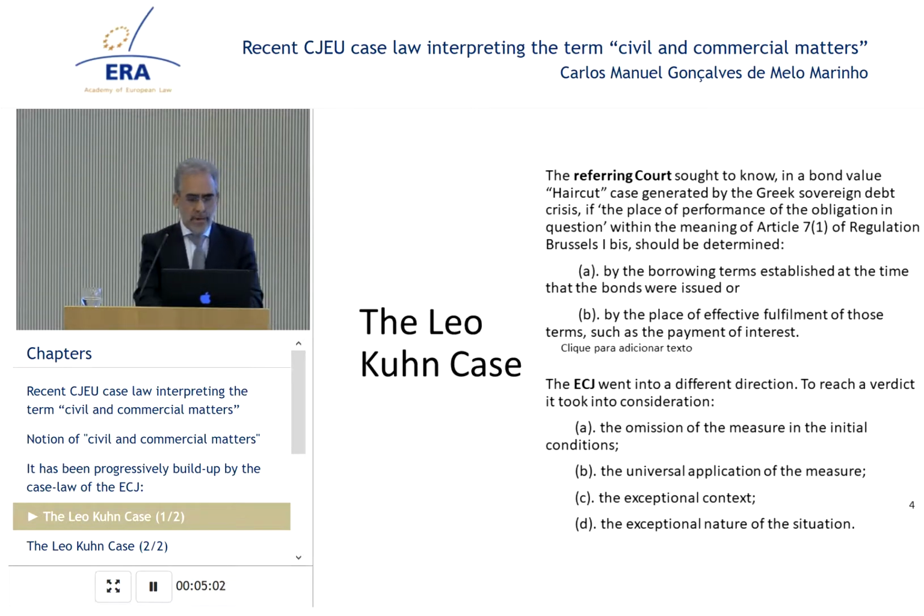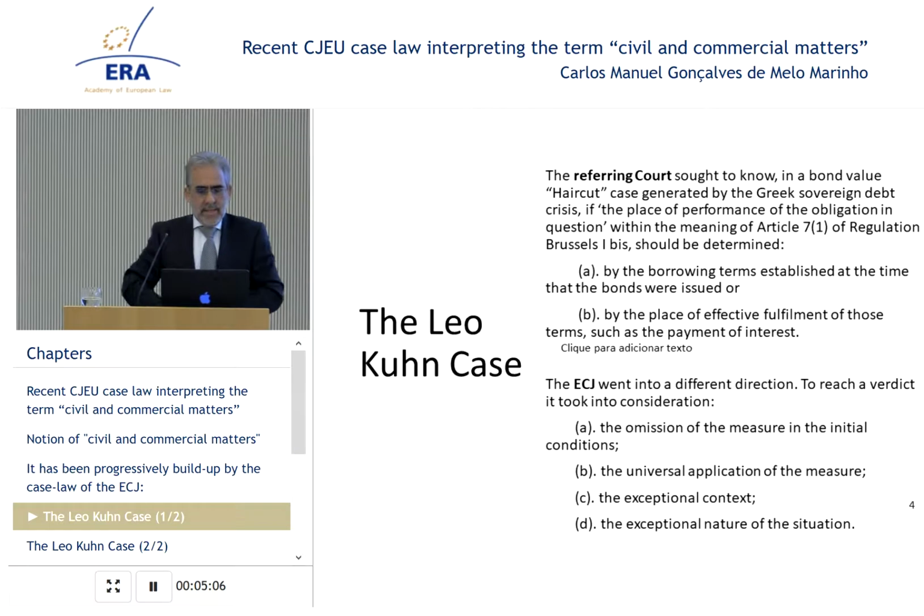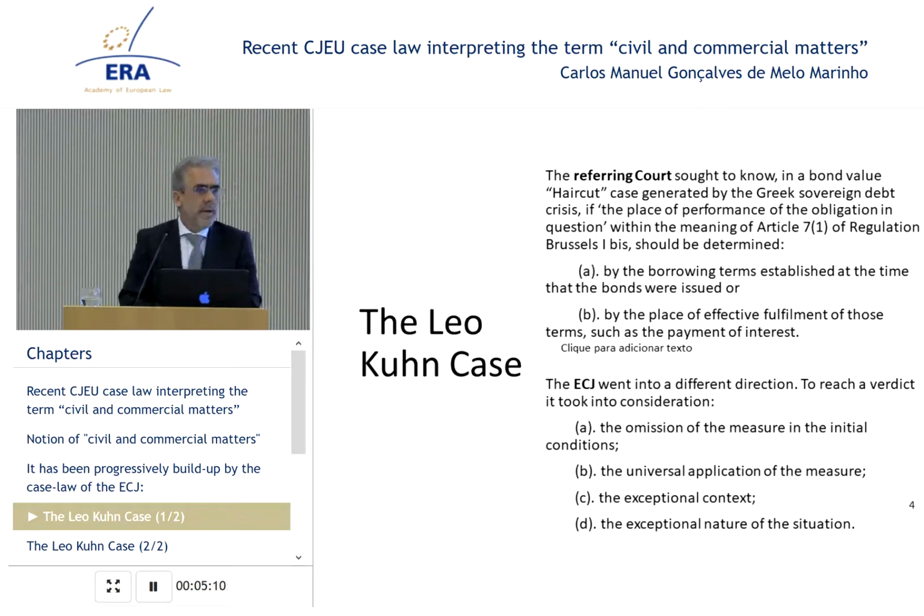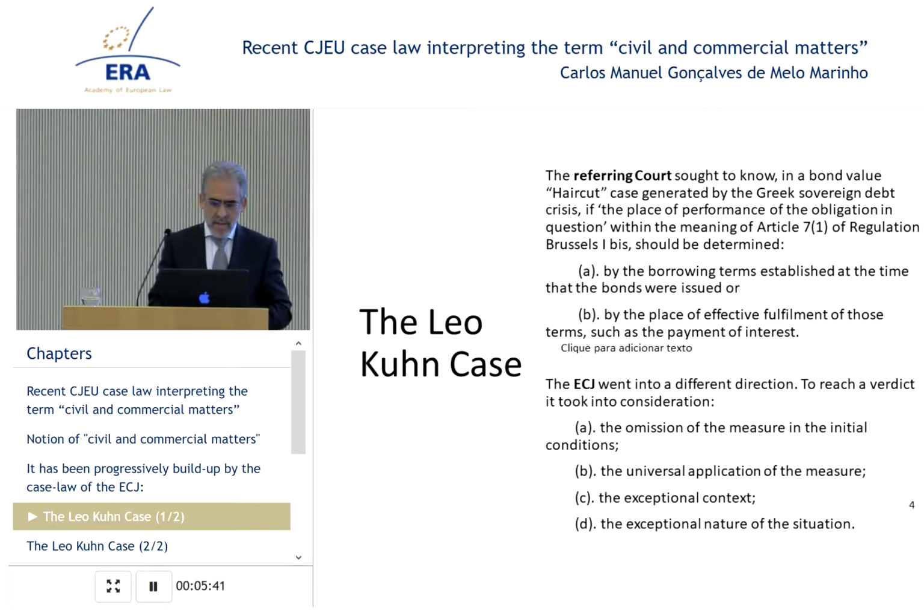The first case I would like to talk about is the Greek bonds case, case C-308/17, Leo Kuhn case. The object of this request is a request for the interpretation of Article 7.1(a) of our regulation, Brussels I bis, Brussels recast, or Brussels I, as you like. It was sought to establish in this case if special jurisdiction should be granted to the courts for the place of performance of an obligation, in this case a very specific obligation, emerging from a contract evoked by the applicant in order to obtain fulfillment of the borrowing terms of bonds.